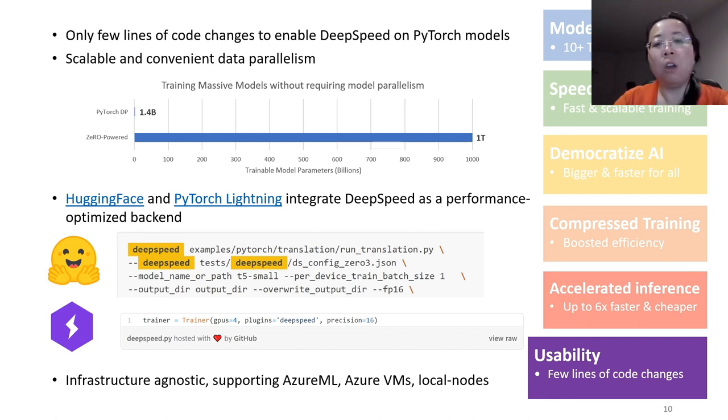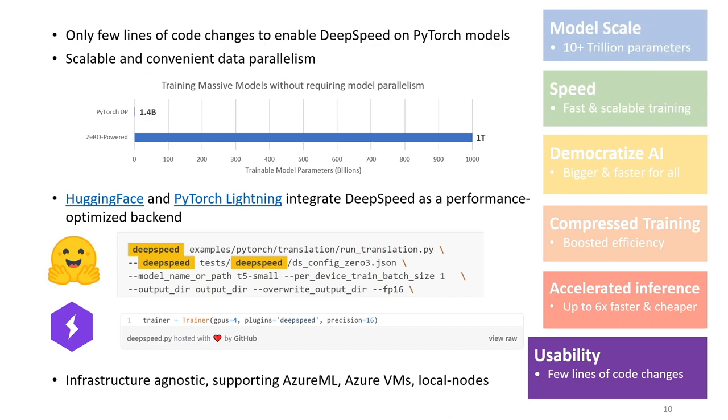This completes the overview of DeepSpeed. In summary, we drive innovations and share system breakthroughs to offer exceptional scale, speed, efficiency, and good usability. Next, my colleague Samyam will dive into a new and powerful technology introduced by the DeepSpeed team, ZeRO-Infinity.